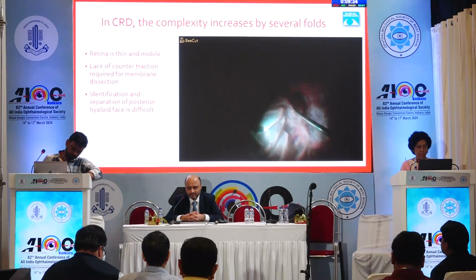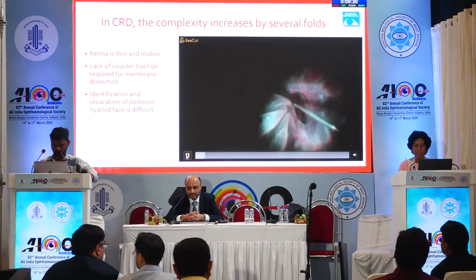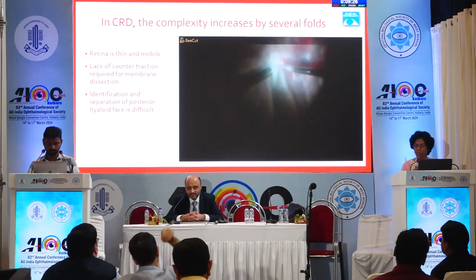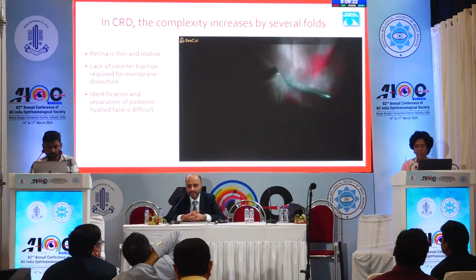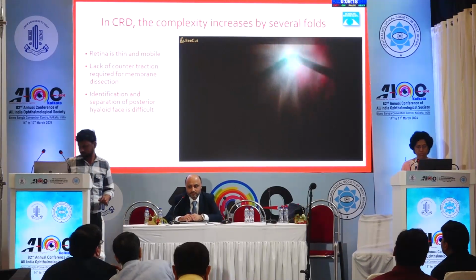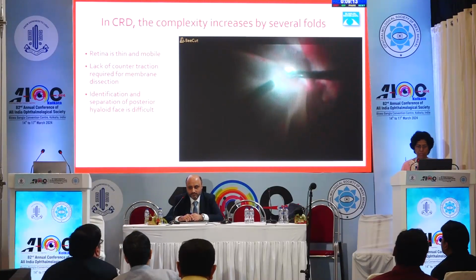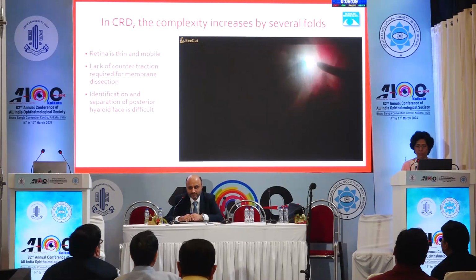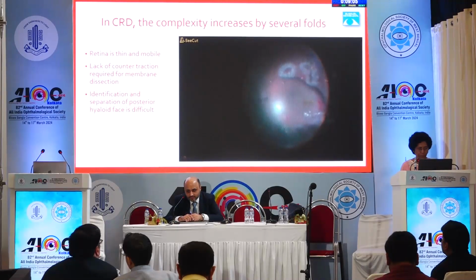That is because this retina is very thin, mobile and ischemic, and there is no counter traction for your membrane peeling. So whether you are doing unimanual or bimanual, the counter traction is not there. Since the retina is also very mobile, the moment you try to peel the membrane, the retina also gets lifted. You can see how difficult it is here for me to peel this small fragment of this membrane because the retina is so mobile.